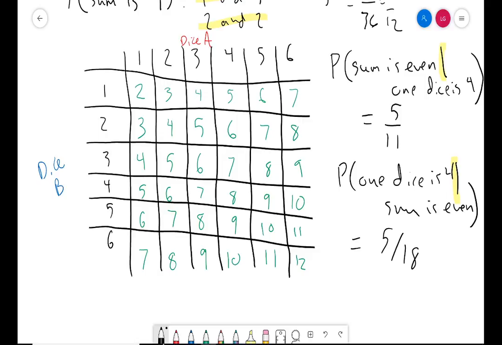We are able to constrain or restrict our view to only those outcomes which already fulfill the given. So it changes the probability in a lot of cases, usually lowering the probability, but not always. But in the problems we see, I think that's fairly common.